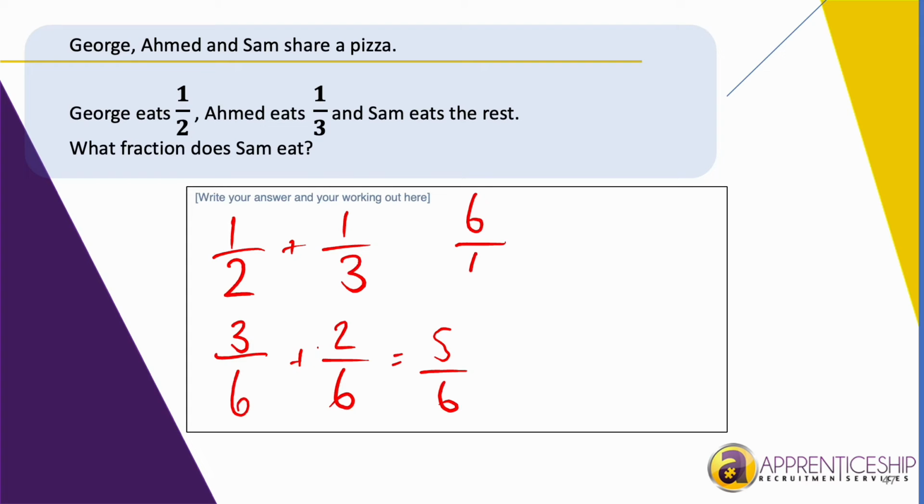The whole of the pizza is going to be 6 out of 6. Take away 5 over 6, we leave a sixth. So Sam got a little bit short-changed there. George ate half and he only gets a sixth. Poor Sam.